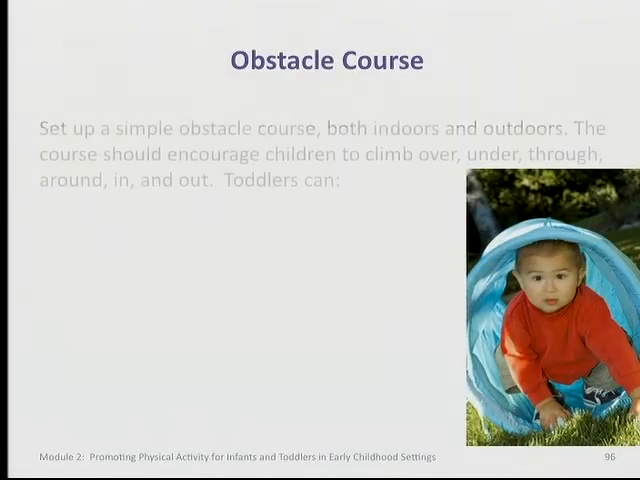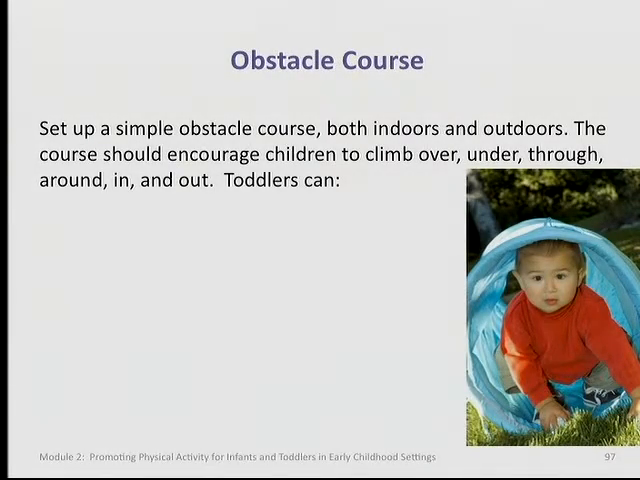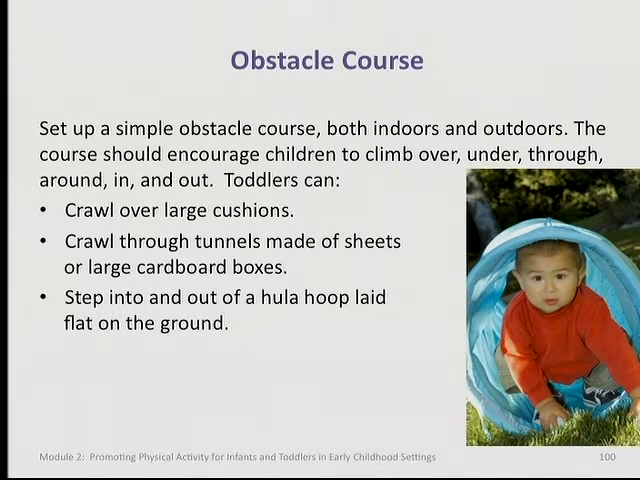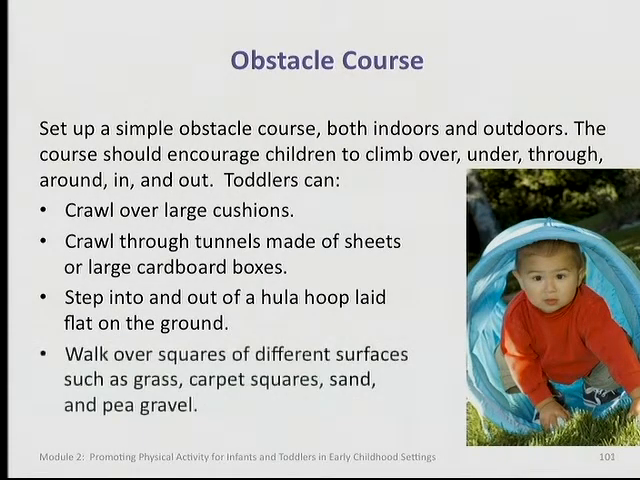Toddlers love to climb and crawl, so set up a simple obstacle course. The course should allow children to climb over, under, through, around, in, and out. Indoors, toddlers can crawl over large cushions, crawl through tunnels made of sheets or large cardboard boxes, and step into and out of a hula hoop laid flat on the ground. Be sure to tape the hula hoop to the floor to avoid tripping. Outdoor courses might include walking, jumping, and marching over squares of different surfaces such as grass, colorful textured carpet squares, sand, and pea gravel, or set up tunnels of boxes in soft, grassy areas.